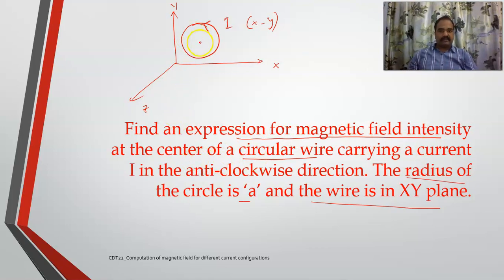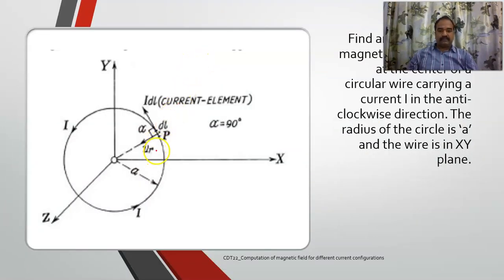So this is the center of the circular wire. Normally, as you all know, since this is a current, the magnetic field will be projected in this fashion. So we need to determine the magnetic field intensity due to this circular current. So this is the figure now. This is your XY plane and this is the circular wire. The radius of the wire is A and the current is flowing in the anti-clockwise direction.